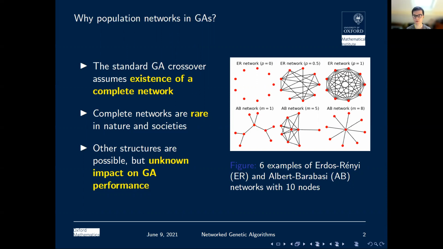In the plot here, I am showing a few examples of various network structures from Erdos-Renyi on the three top and Albert-Barabasi in the bottom algorithms with 10 nodes. And you can notice that the complete network, which is the standard GA one, is only this one. So this one assumes a high number of links and every node is connected to every other node. But many others are possible. And the whole point of this work is to identify what happens to the GA performance if instead of having a complete network, we have something somewhat disconnected, something completely disconnected, or some other complex structure, such as the tree network or the star network.